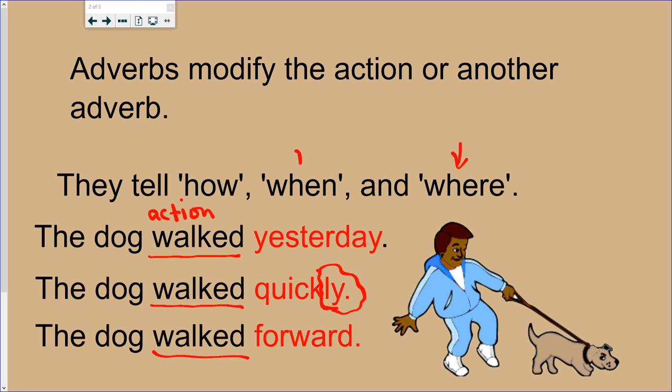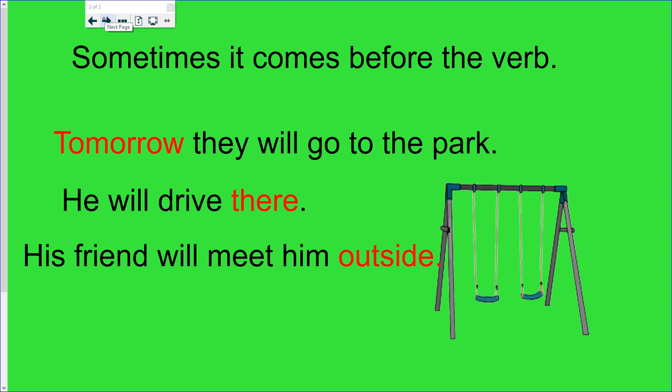When did he walk? He walked yesterday. How did he walk? He walked quickly. Those are those adverbs that modify the verb. Now, sometimes it can come before the verb or after the verb or a little bit further after the verb. So let's look at those examples. Tomorrow they will go to the park. Will go is our verb.